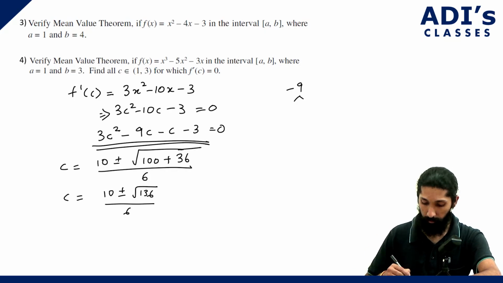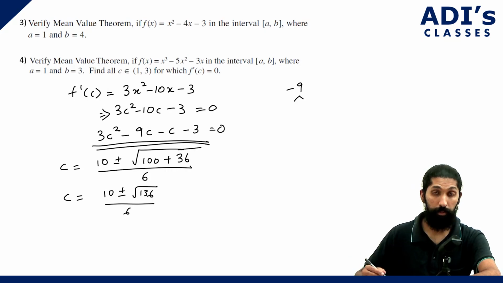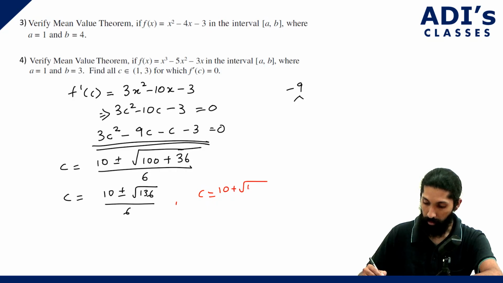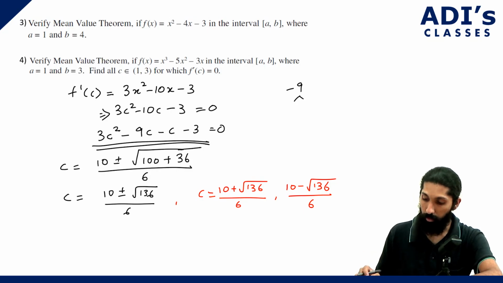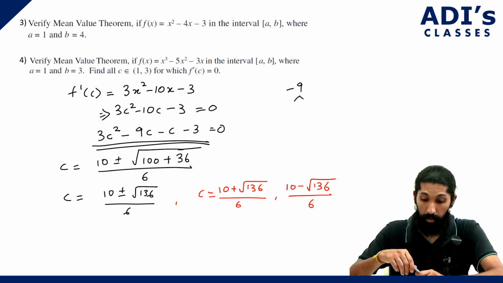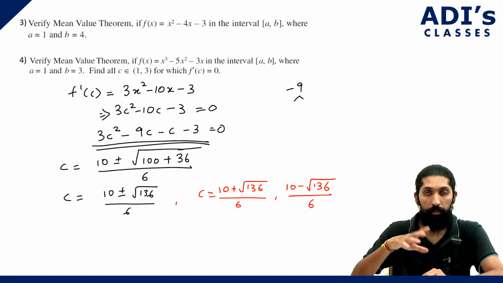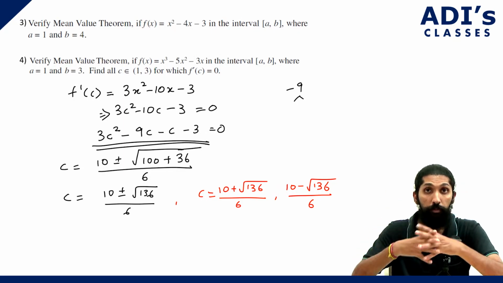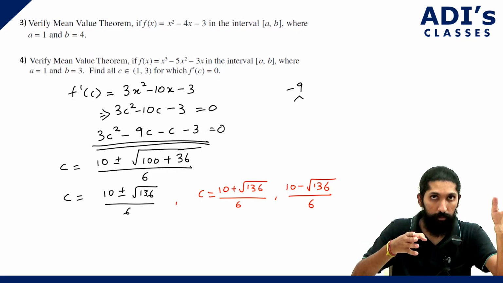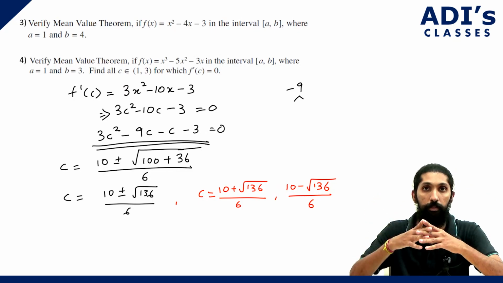So what are the values of c now? So we have two values of c. So the first value is 10 plus root 136 divided by 6. Second is 10 minus root 136 by 6. So these are the two values of c, where f dash of c is going to give us 0. Clear? So these are all the different types of problems you get in mean value theorem and Rolle's theorem. So in the next one, we'll look into the next part of this particular chapter.